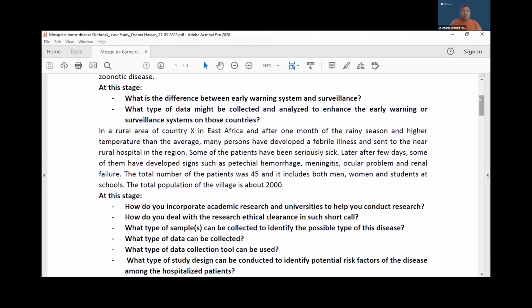So do we need to do this collaboration just at the time of the outbreak, or should we set up a strategic relationship with the research institutes that exist in the country, including universities?